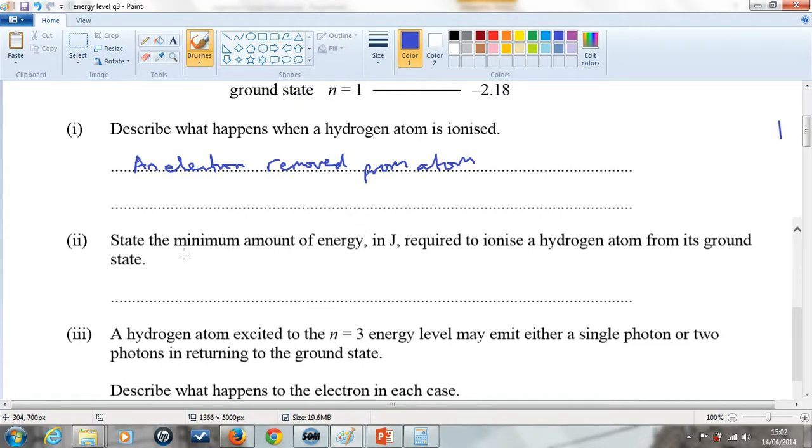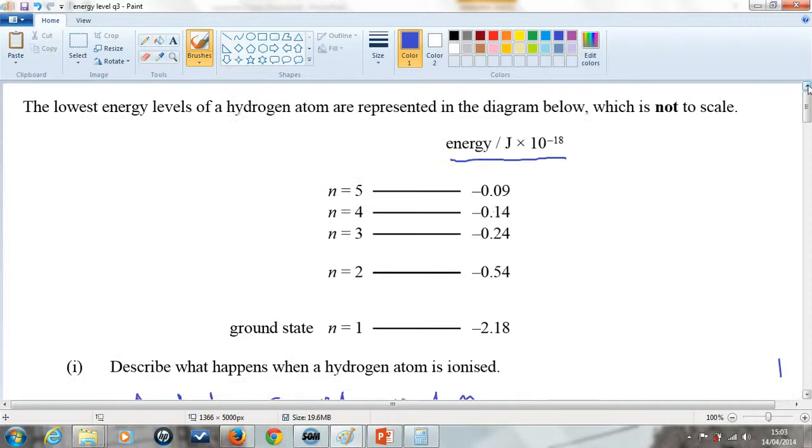Then it says, state the minimum amount of energy in joules required to ionise hydrogen from its ground state. So what that's asking is, if you've got an electron sat here in the ground state and you want it to be ionised to leave the atom, it's got to make it to the point where the energy is equal to 0 joules. Or it's got to gain an equal amount of energy to its negative potential energy.